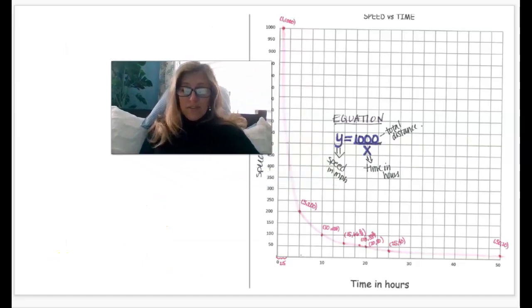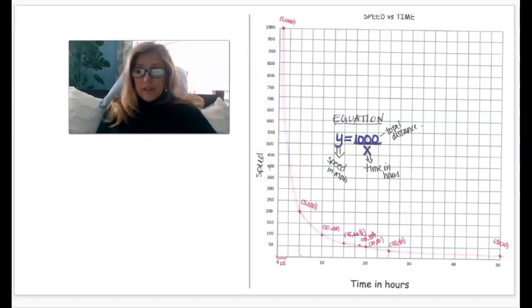This is our graph. As you can see, it starts way up here and zooms down to the end. We plotted every single point. Now we have some questions for you before we go to the next page. Does this look proportional? How can you tell? Is it linear? How do you know?